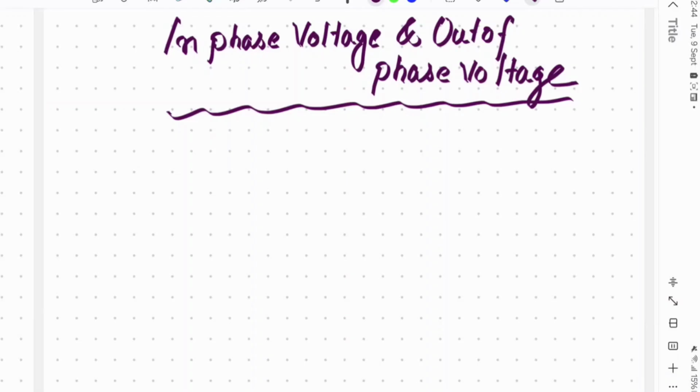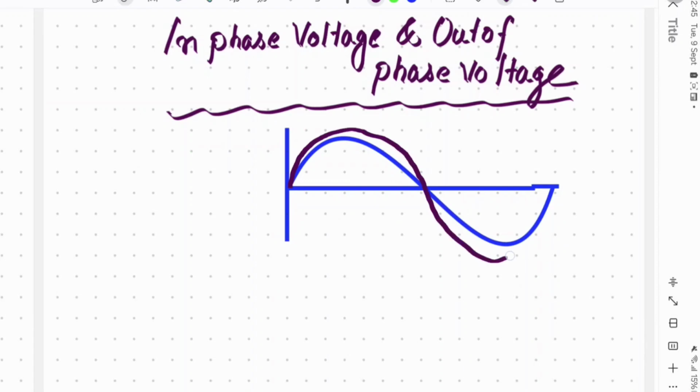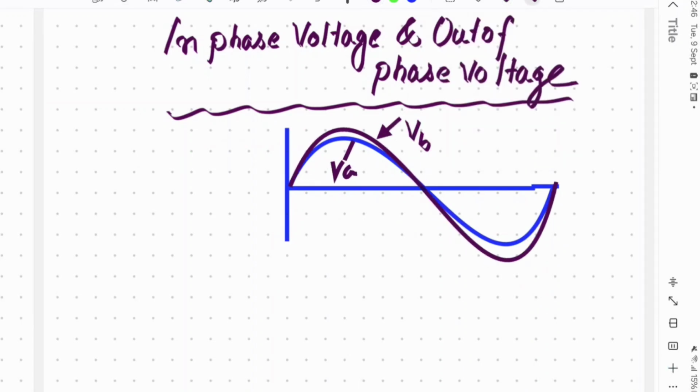Hello everyone. So in this lecture we'll understand what is in phase voltage and out of phase voltage. In a simple way we can say when two voltages reach their maximum, minimum and zero values at the same time, they are called in phase. If we consider these two waveforms of voltages, their minimum value, maximum value and zero values are at the same time. So that's why this is called in phase voltage.